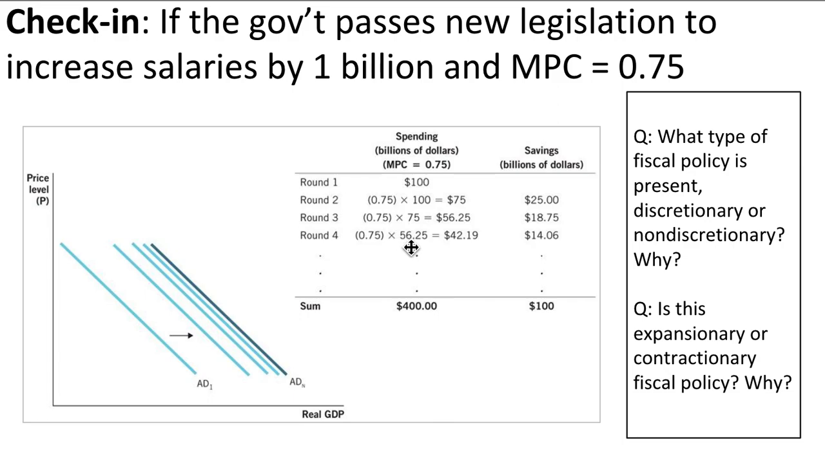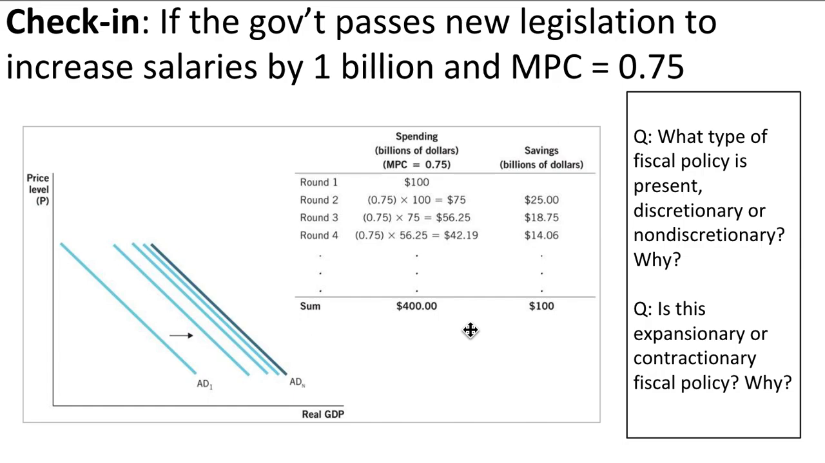And we recall that if we wanted to just find the sum instead of looking at all these individual transactions, we would take 1 divided by 1 minus marginal propensity to consume to find the spending multiplier, which is 4. And so we would take that initial spending of 1 billion, multiply it by 4, and get $400 billion of new spending in this economy.